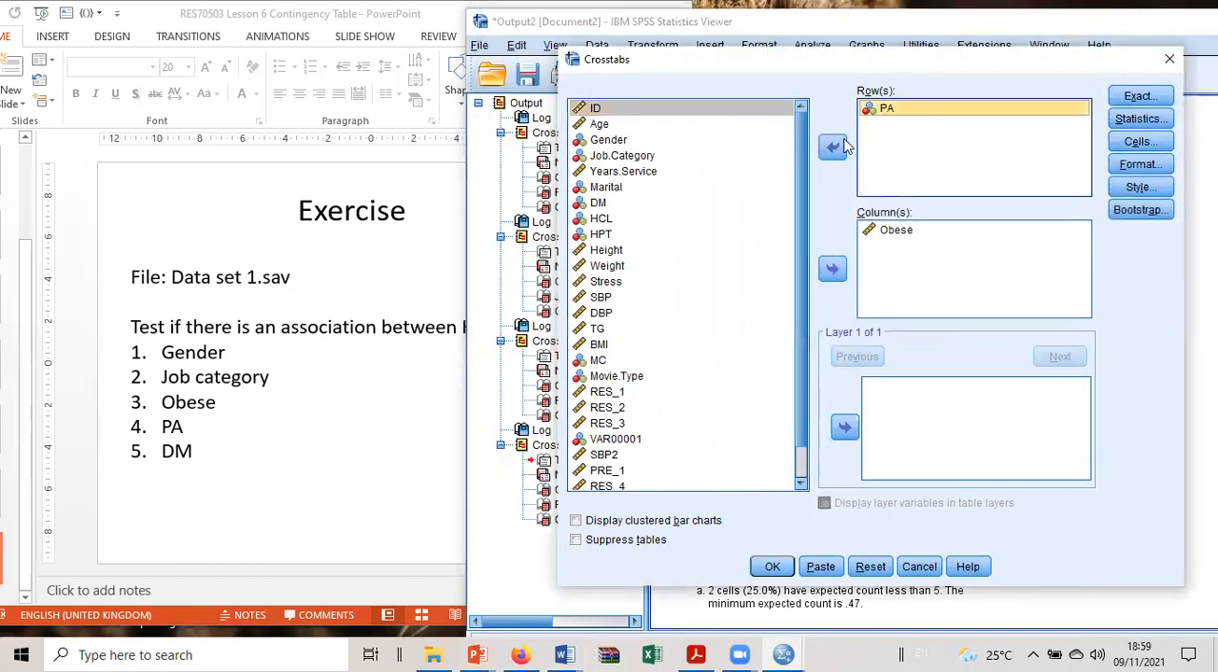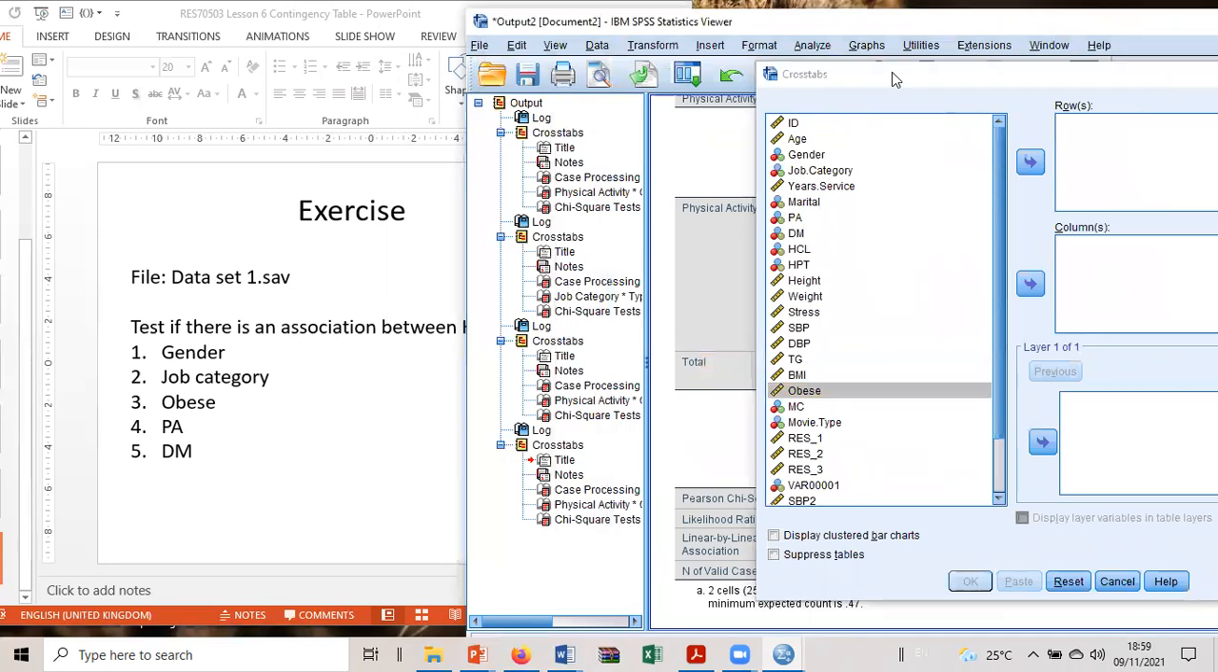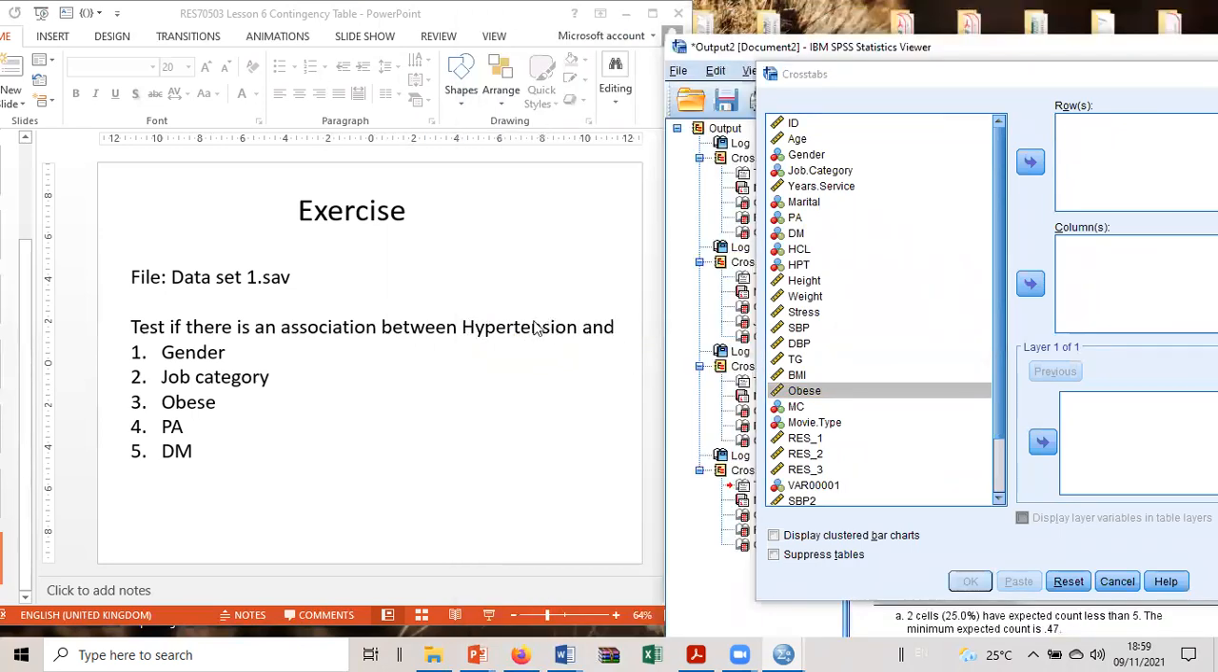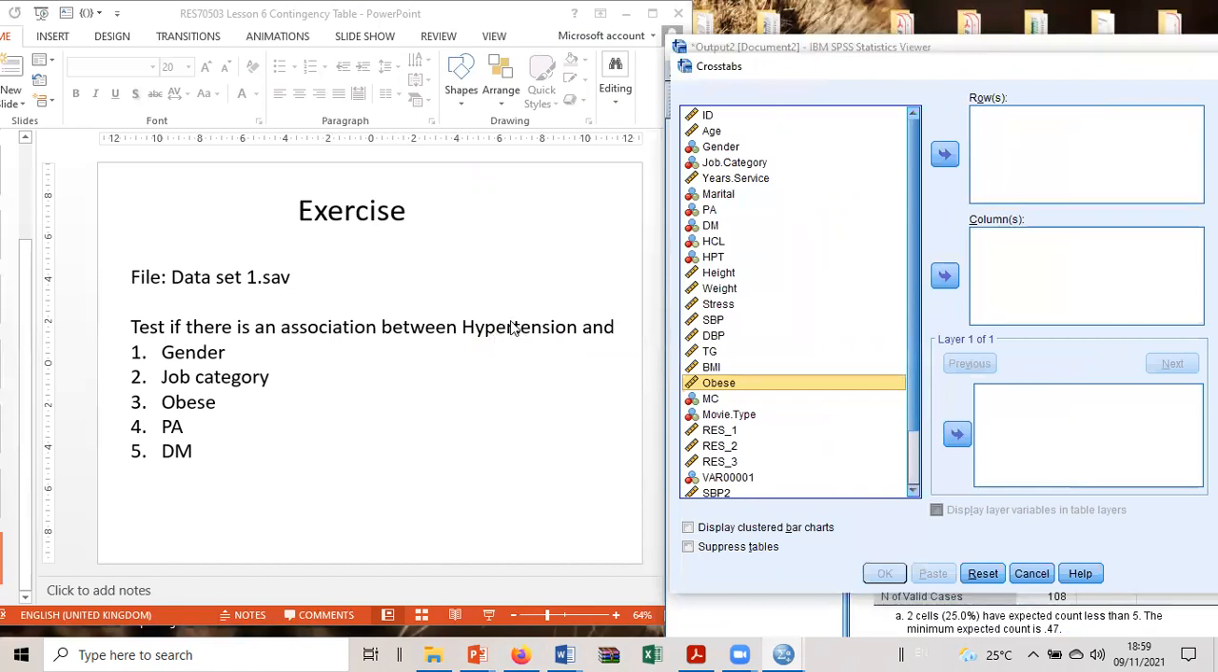So the dependent variable here: we're asking whether factors are associated with hypertension. What are the factors associated with hypertension? So normally, hypertension is the dependent variable, which means it goes into the column. What came first goes into the row, what came later goes into the column. So hypertension goes into the column.